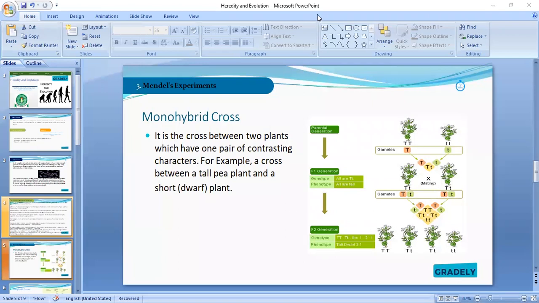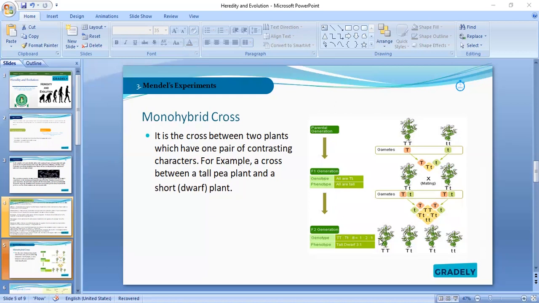Now, there is a question JAMB usually asks. They will ask you, what is the genotypic ratio and the phenotypic ratio of this mating? Now, when we are looking at the phenotypic ratio, we are looking at what we can see. Genotypic is what I cannot see, but it is what makes up what I'm seeing. I don't know if you're following.